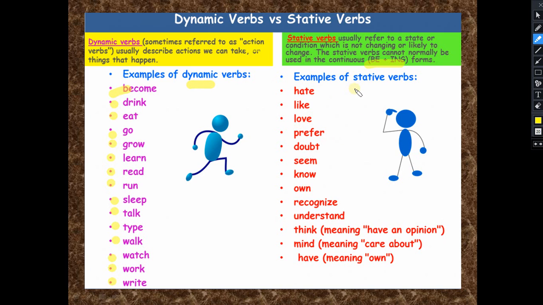Now see, what are the stative verbs? Simply, they refer to a state or condition. Just see here what these verbs are: hate. Now try to imagine, can you do any action? Hate, like, love, prefer, doubt, seem, know, own, recognize, understand, think, mind, have. Can you do any action of these verbs? No, we cannot do any action. So these verbs are called stative verbs. I hope you have understood.